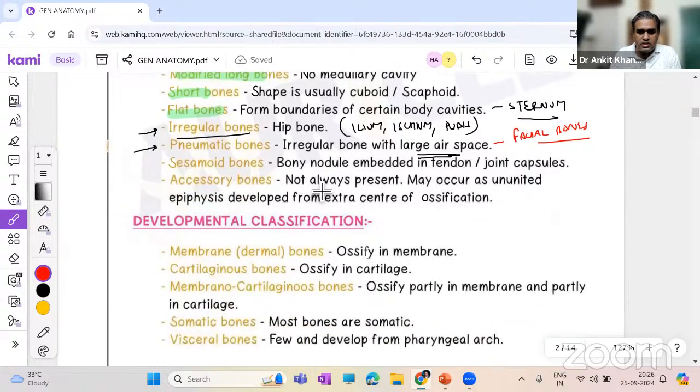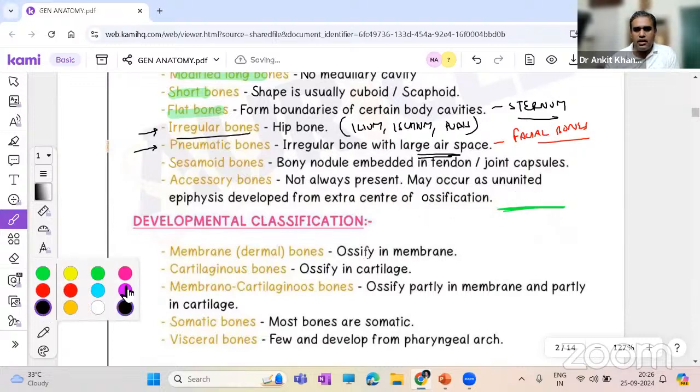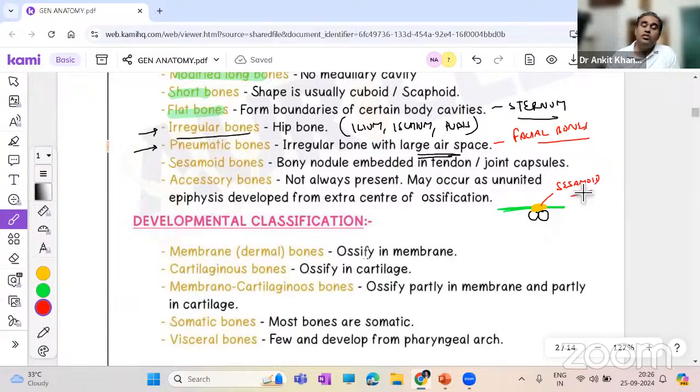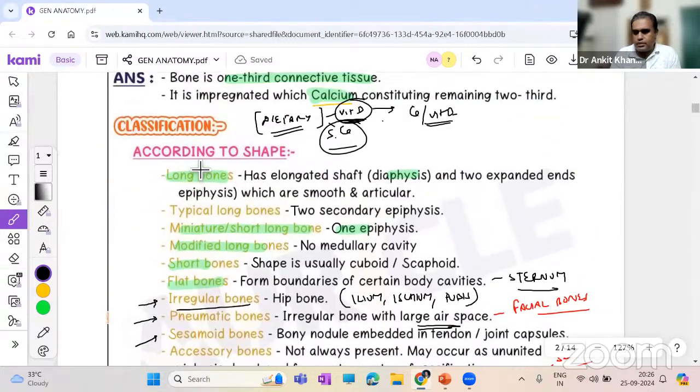Then we have sesamoid bones. Sesamoid bones are actually bones where some tendons rub against. Suppose these are the tendons over here. They rub against a joint over here or a bone over here, such that a few bones may develop in the line of the tendon only, with this brown color. Okay, and these are known as sesamoid bones. Then accessory bones. Sometimes you have some small bones which are extra. They are known as accessory bones. So one classification of bone is this.